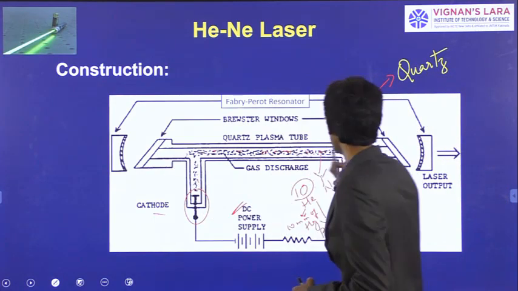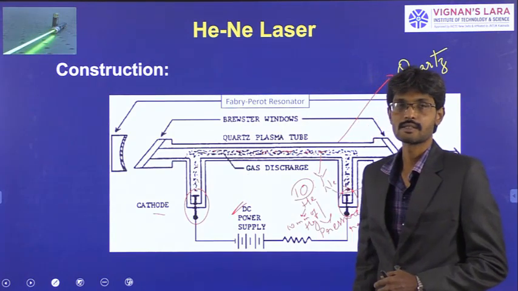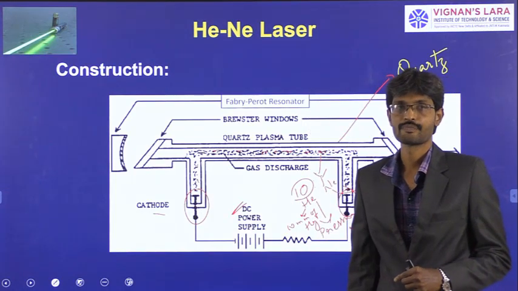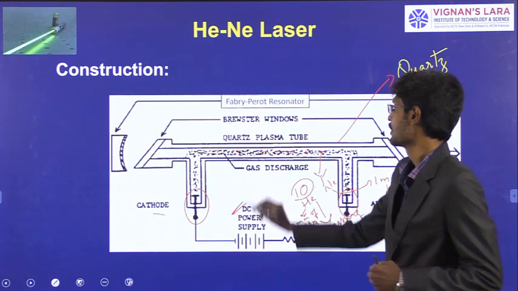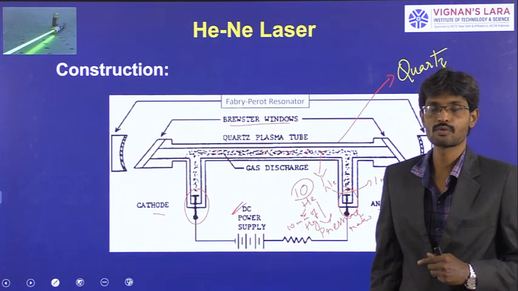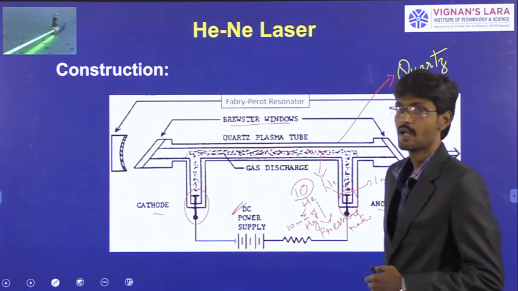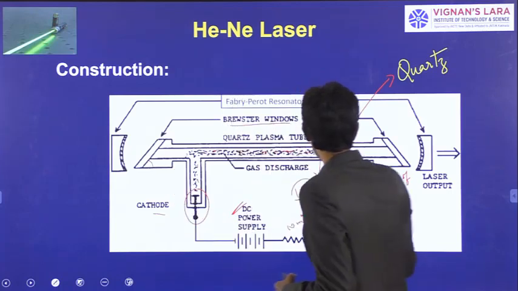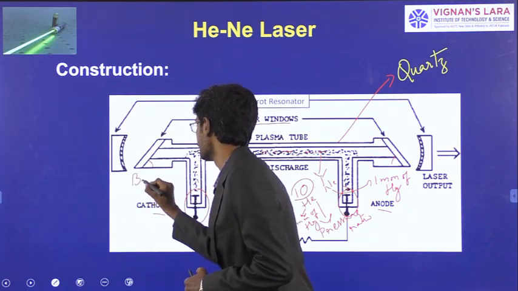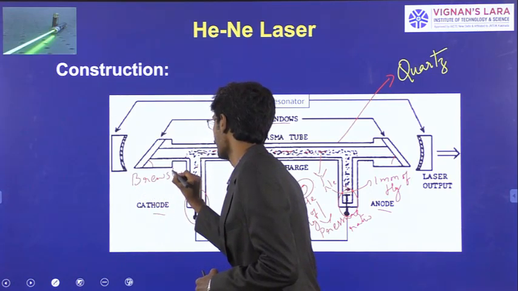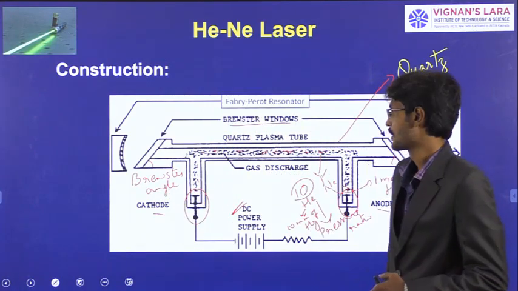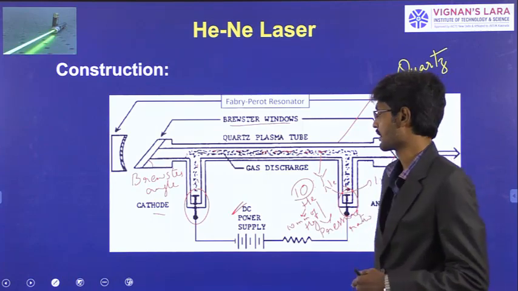And the two ends of the discharge tube are enclosed with windows, which are called Brewster windows. The two ends of the discharge tube are enclosed with two glasses, called Brewster windows, which are placed in an inclined position at an angle called the Brewster angle. Why they are placed at the Brewster angle, we discuss in the next session, in the working.